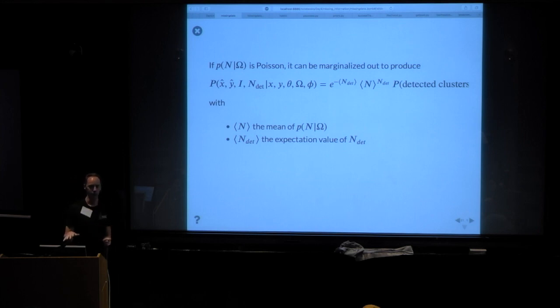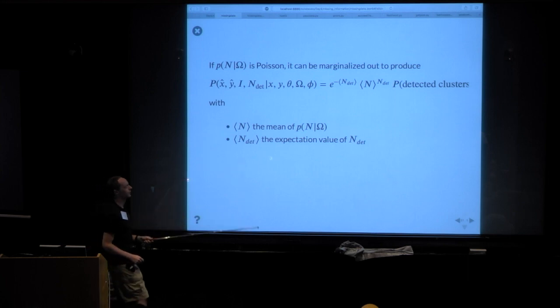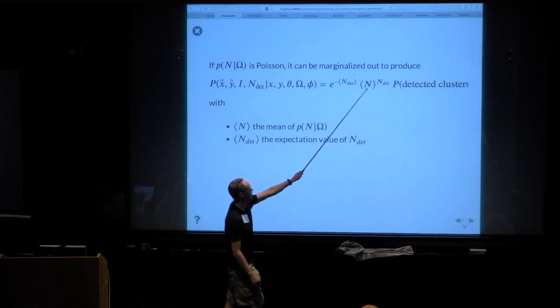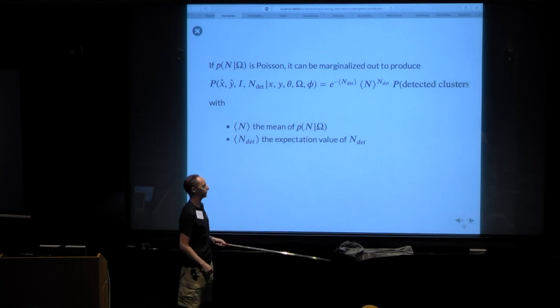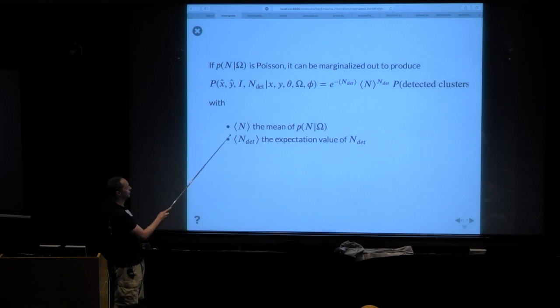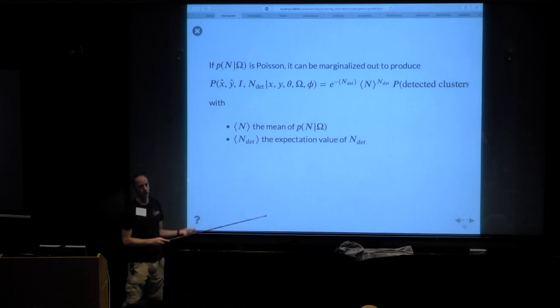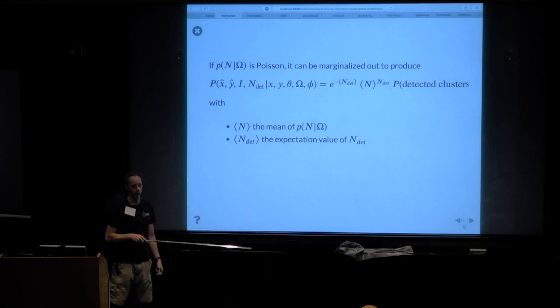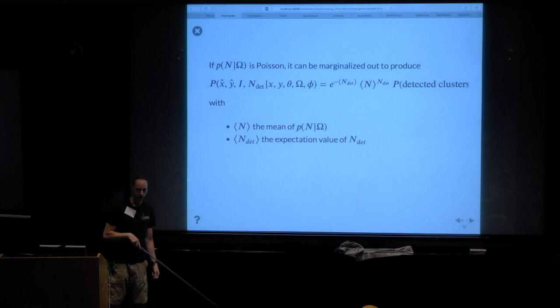If you want, I can point you to a paper that does it, which means ultimately the big old likelihood that we had in that PGM turns into just what we were doing before times a couple of extra terms, with just a couple of more things that we need to calculate. Namely, we need to be able to calculate from the model an expectation value for the total number of clusters and an expectation value for the total number that we should detect.